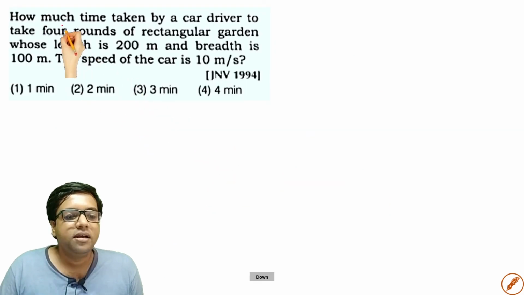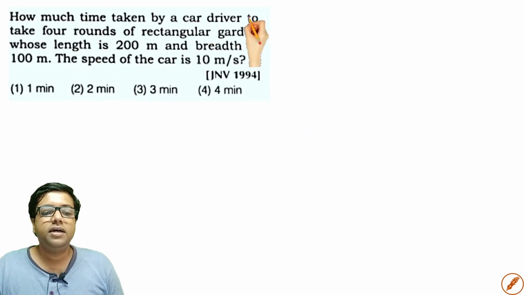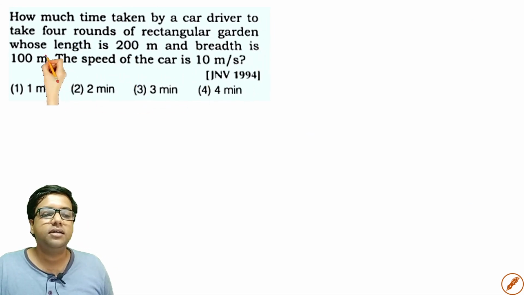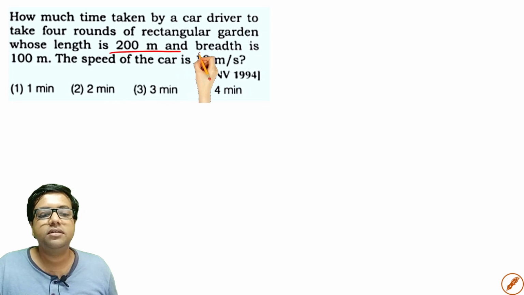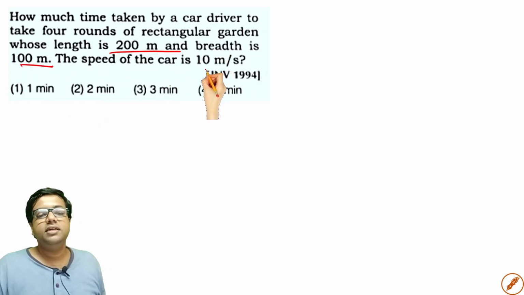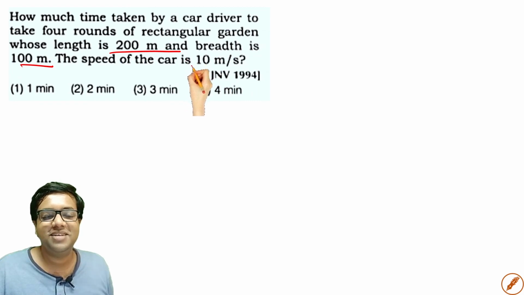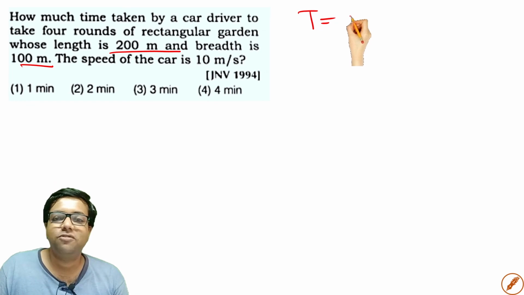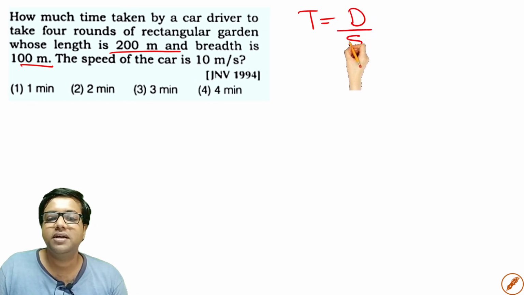Let's move ahead. How much time is taken by a car driver to take 4 rounds of a rectangular garden whose length is 200 meters and breadth is 100 meters? The speed of the car is 10 meters per second. Okay, we need to find the time, and you know the formula: time is equal to distance by speed.